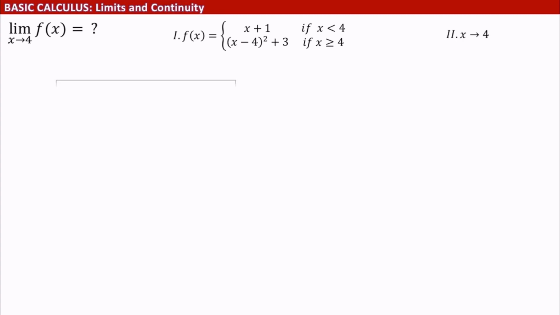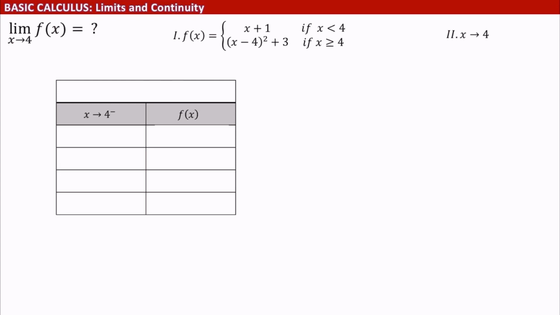Let's start constructing our table of values for our function as x approaches 4 from the left. Ang tanong dito, alin sa dalawang functions ng ating piecewise function ang ating gagamitin for this table of values? Since in this table, our x approaches 4 from the left, gusto natin na ang x values natin ay less than 4. In our piecewise function, as you can see, sa ating first function, meron tayong condition na if x is less than 4. Ibig sabihin, ito yung gagamitin nating function sa ating table of values as x approaches 4 from the left.